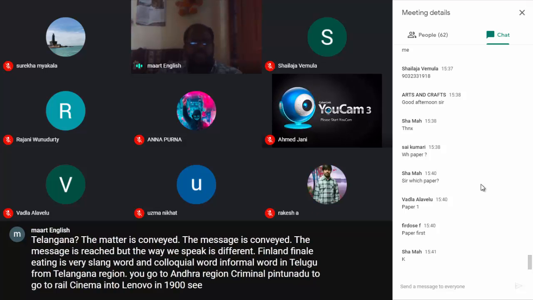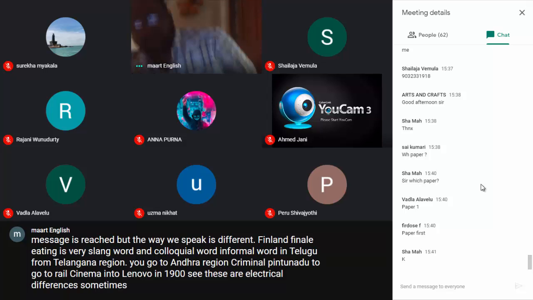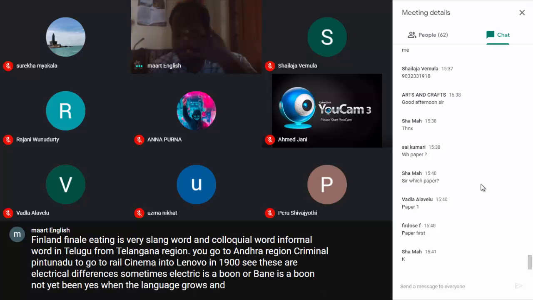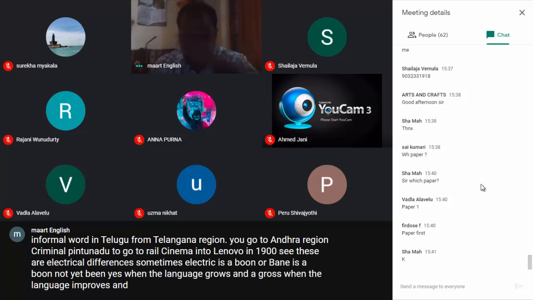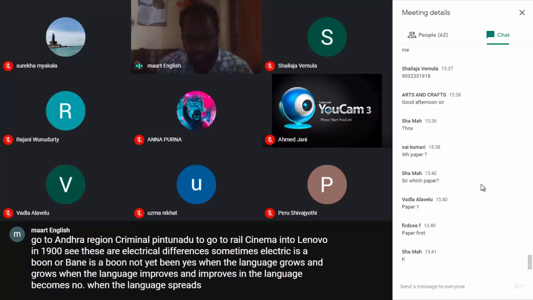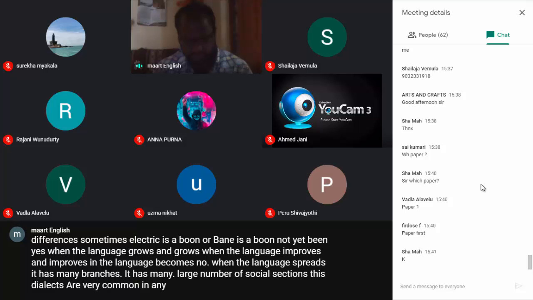See, these are dialectical differences. Sometimes dialect is thought of as a boon or bane. It's a boon, not a bane. When the language grows and improves, when the language spreads, it has many branches and a large number of social sections. Dialects are very common in any language.